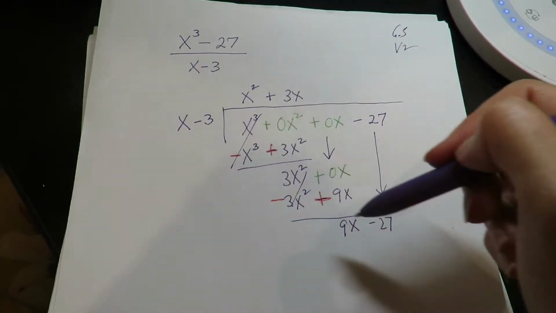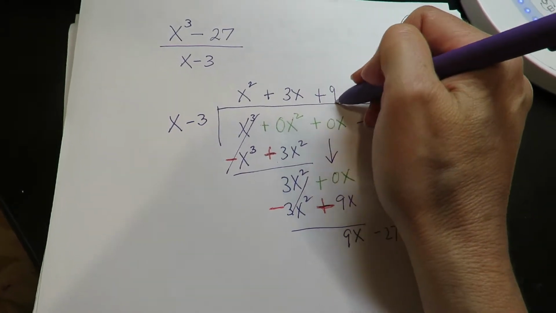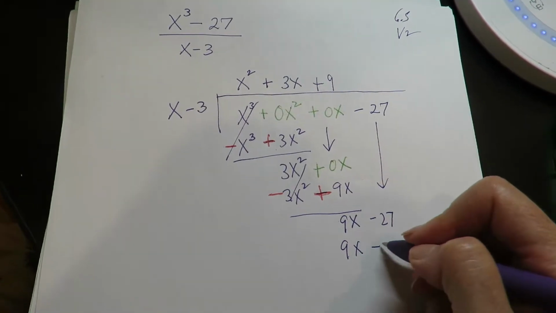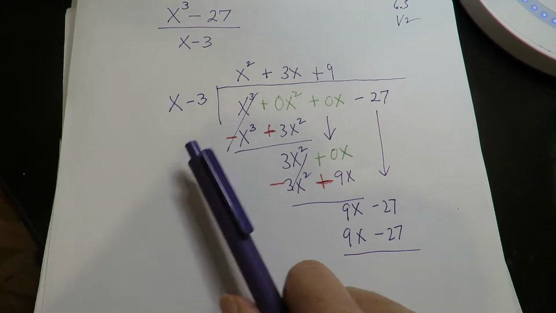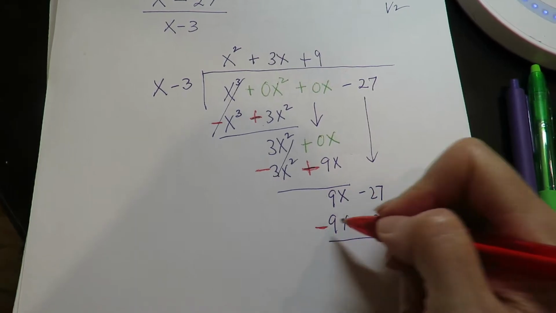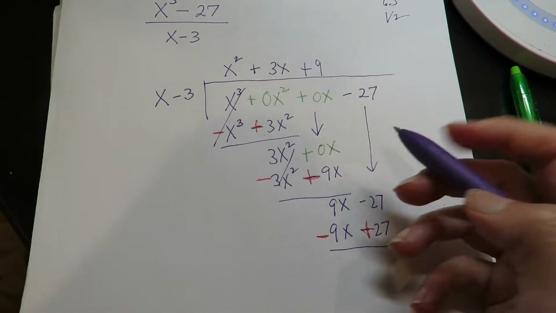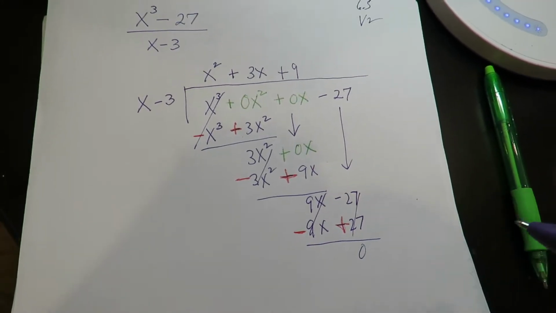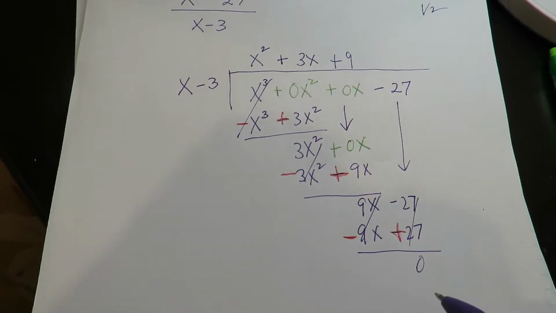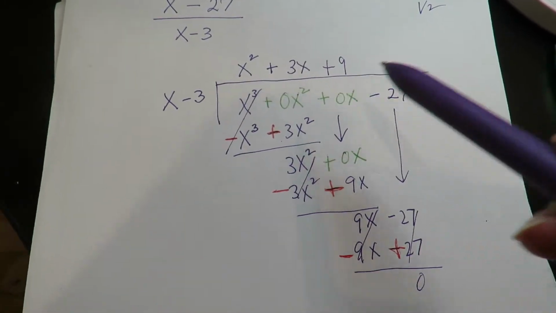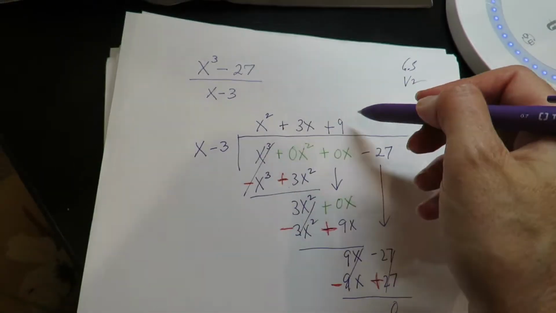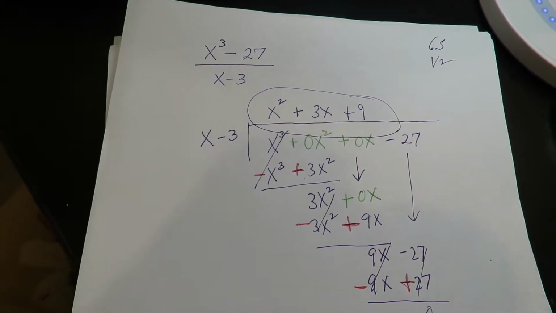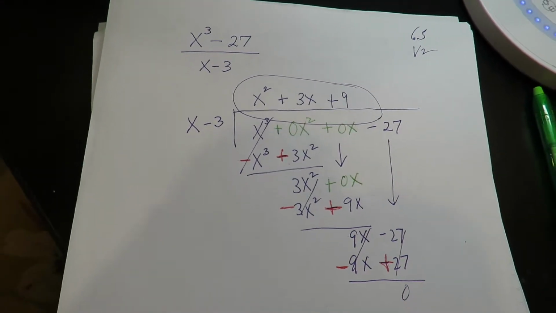Okay, so now I got to multiply this by 9. So 9x, then times the next term, minus 27. Got to opposite the signs. This goes away, and this goes to 0 also. Which again means if the remainder is 0, the divisor is a factor of the dividend. So the answer, by the way, is the quotient. That's what we were looking for. So the answer here is x squared plus 3x plus 9.